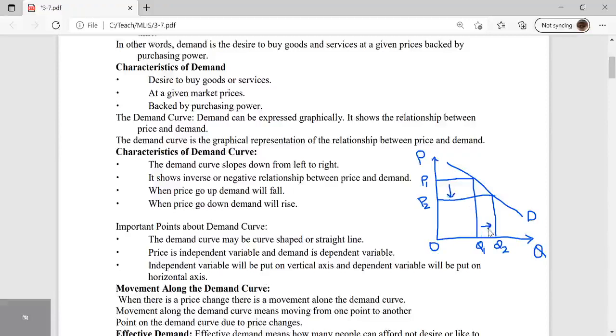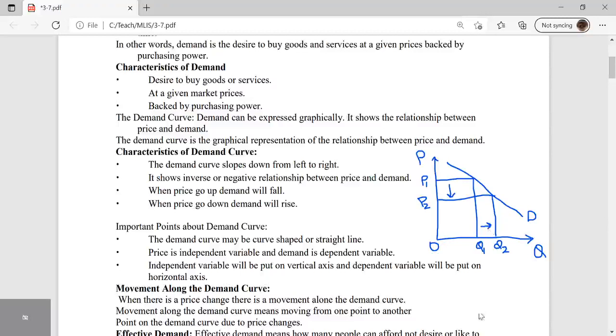So, very simple. This is a downward sloping curve, and it shows the inverse or negative relationship between price and demand. When price rises, demand falls. When price falls, demand rises. This is how it works.